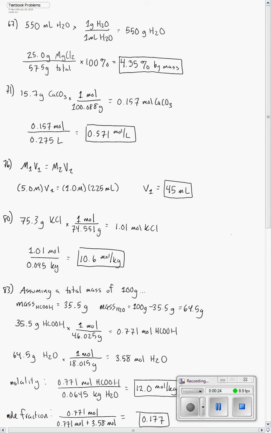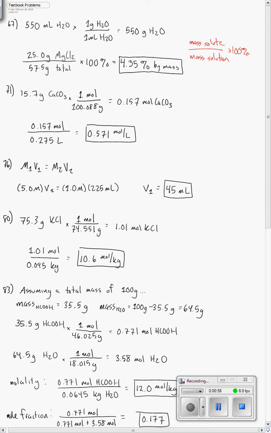Now percent by mass is something we've run into before, and we've usually calculated it by saying, okay, it's the mass of the part divided by the mass of the whole times 100%. In the case of a solution, our part is our solute, and our whole is our solution. So percent by mass of a solution is calculated using mass of solute divided by mass of solution times 100%.